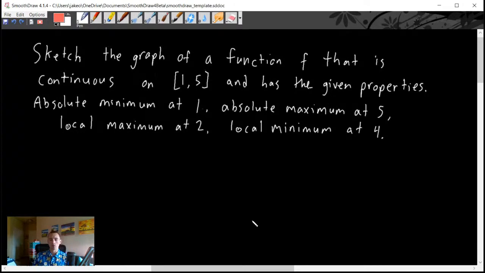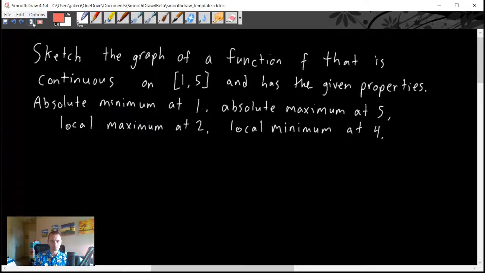All right, so that is it for that first example. Let's go ahead and get into our second example here. We're going to sketch the graph of a function f that is continuous on the closed domain from 1 to 5 and has these given properties. There are 4 properties that we have here. We need an absolute minimum at 1, an absolute maximum at 5, a local maximum at 2, and a local minimum at 4.